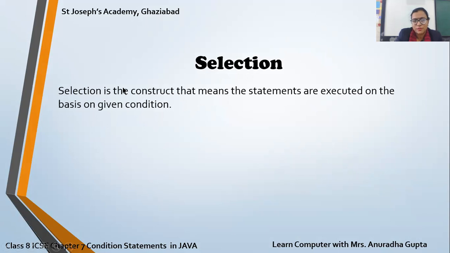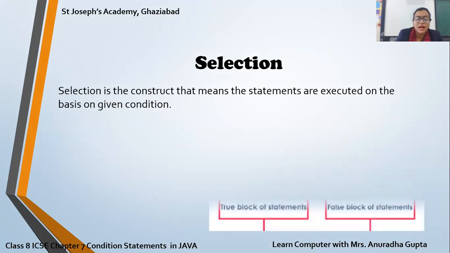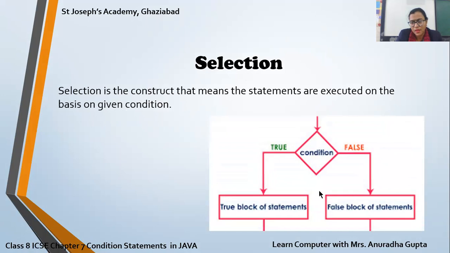Second is selection. Selection is the construct that means the statements are executed on the basis of a given condition. In this, the program executes its statements on the basis of the condition. Let's understand this with the help of one diagram. Here we have the condition. If the condition is true, we execute the true block of statements. If the condition is false, then the false block of statements will execute. This type of execution is known as the selection construct.